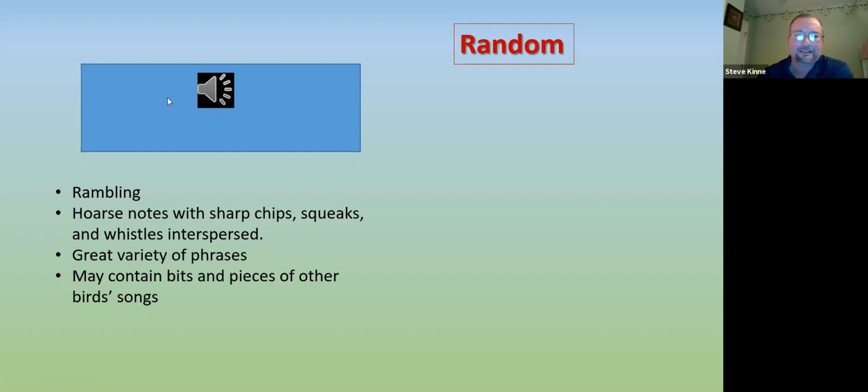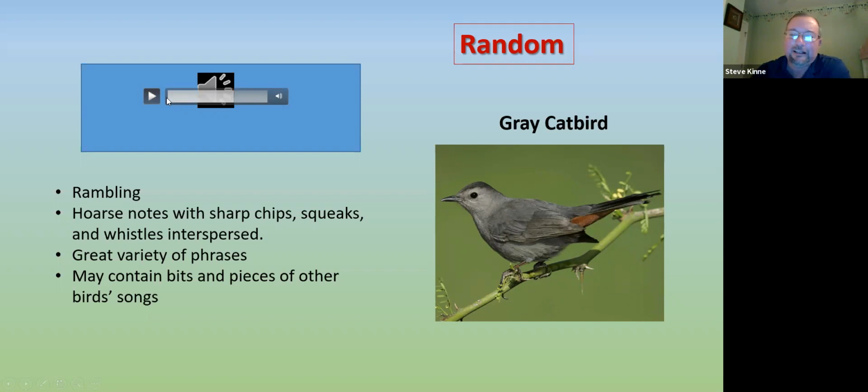So if you listen to the gray catbird, again, unlike the mockingbird or a brown thrasher, which have a much more distinct or repeated pattern, the gray catbird is just kind of all over the place with all kinds of different noise. It's very, very random. And of course, if you remember back when I first played it, the very first sound it made was kind of a giveaway. Listen to this.